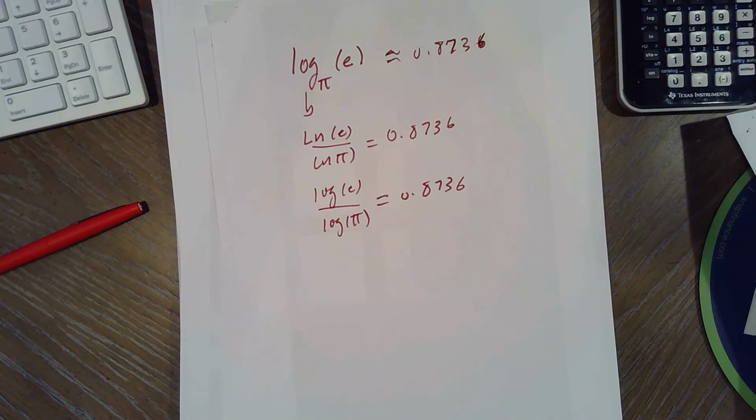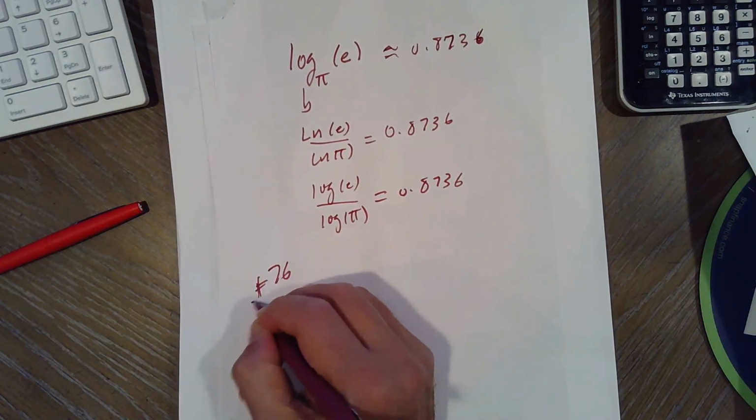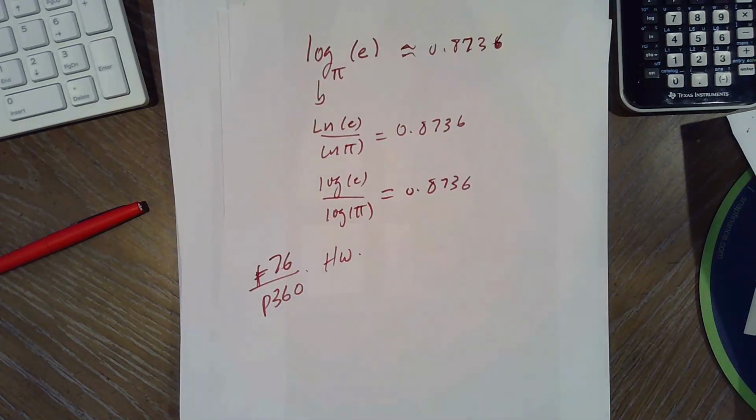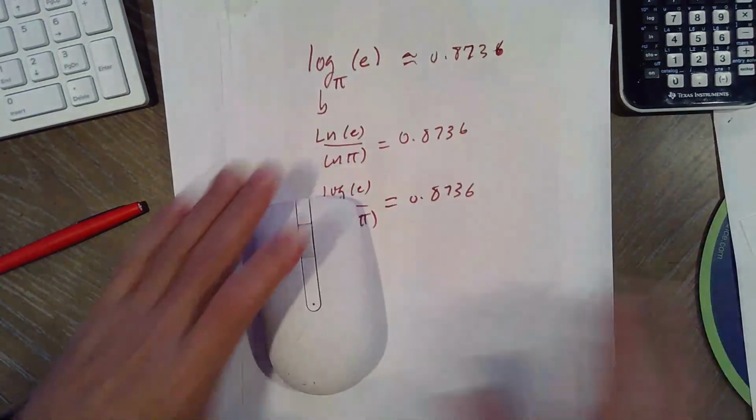And the next thing, true or false, I have it that you want to do page 360, number 76. That's for your homework. And that's it for 4.4. So we'll see you in 4.5 soon.